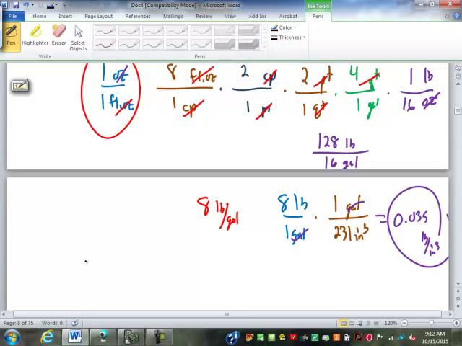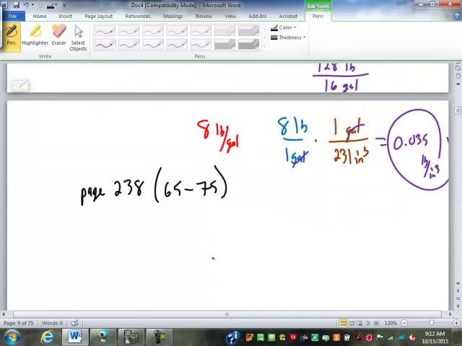So in your packet, this should be just about finishing up your packet. Page 238 is problem 65 through 75. And on page 266, problem 63 through 90, I believe. I have that written down correctly.